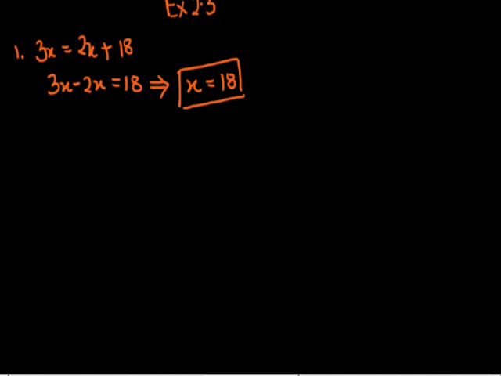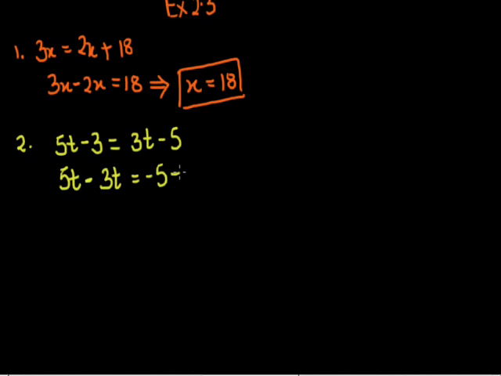Okay, coming to the second question. The second question is 5t minus 3 is equal to 3t minus 5. Again, I have to take the variables on one side and the constants on the other side. Now the variables 5t and 3t, if I shift 3t to the left hand side, its sign will be changed. So 5t minus 3t is equal to minus 5, and if I shift minus 3 to the right hand side, it will become plus 3.